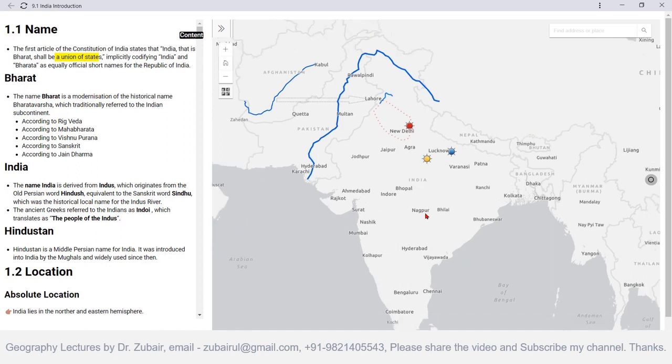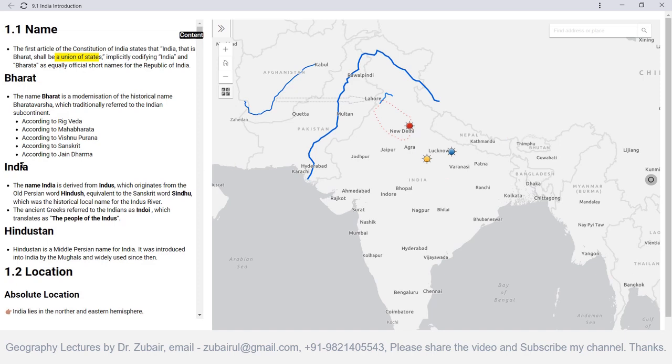According to Sanskrit, the word Bharat is derived from Bhar, meaning fire, and it explains the thirst for knowledge. And according to Jain Dharma, the name Bharat developed from the name of a king living in Ayodhya. His name was Bharat Chakravarti. He was the son of the first Tirthankar, and his name was Rishabhnath.